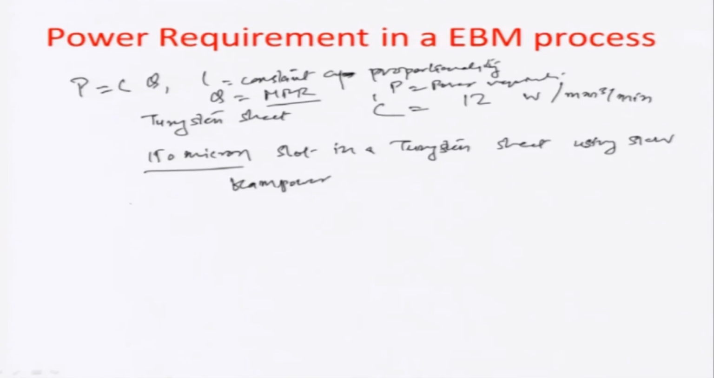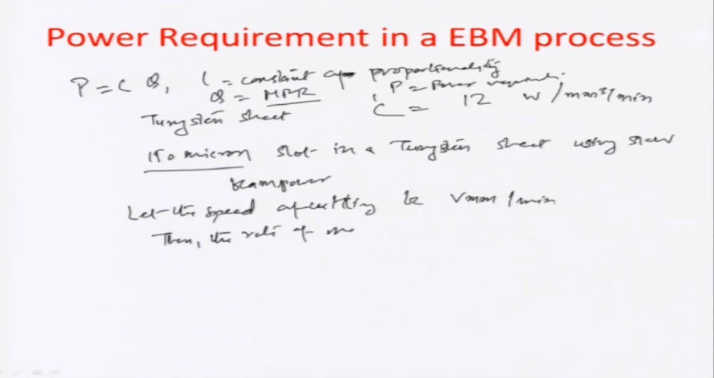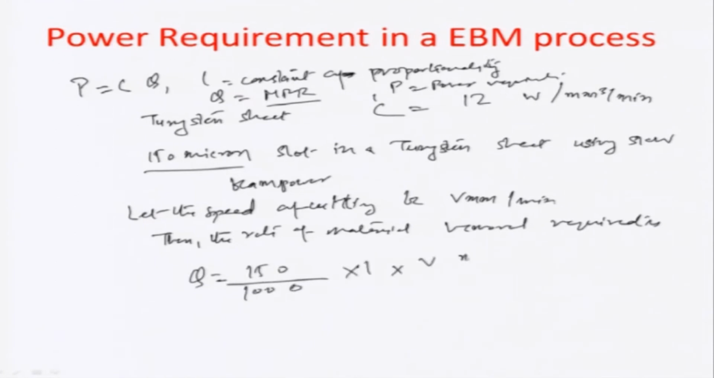So, let the speed of cutting be V mm per minute, then the rate of material removal required is Q equals 150 by 1000 times of 1 times of V mm cube per minute.